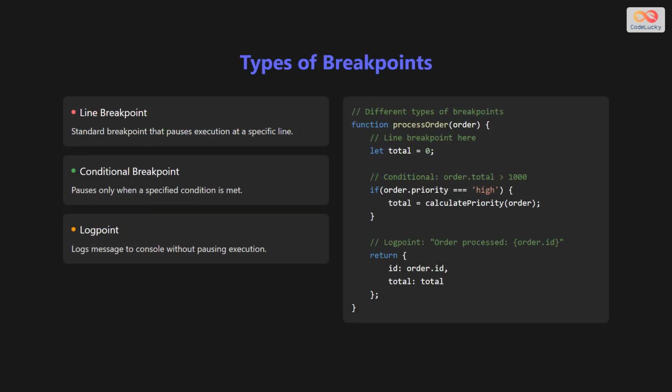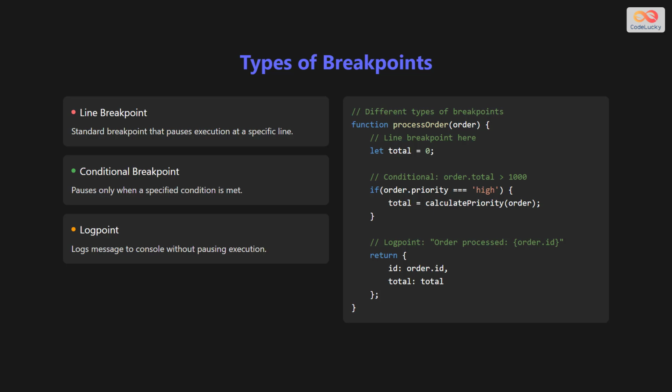There are mainly three types of breakpoints. The first is a line breakpoint, which is the standard breakpoint that pauses execution at a specific line of code. Second is a conditional breakpoint, which pauses only when a specified condition is met. Third is a log point, which logs a message to the console without pausing the execution.